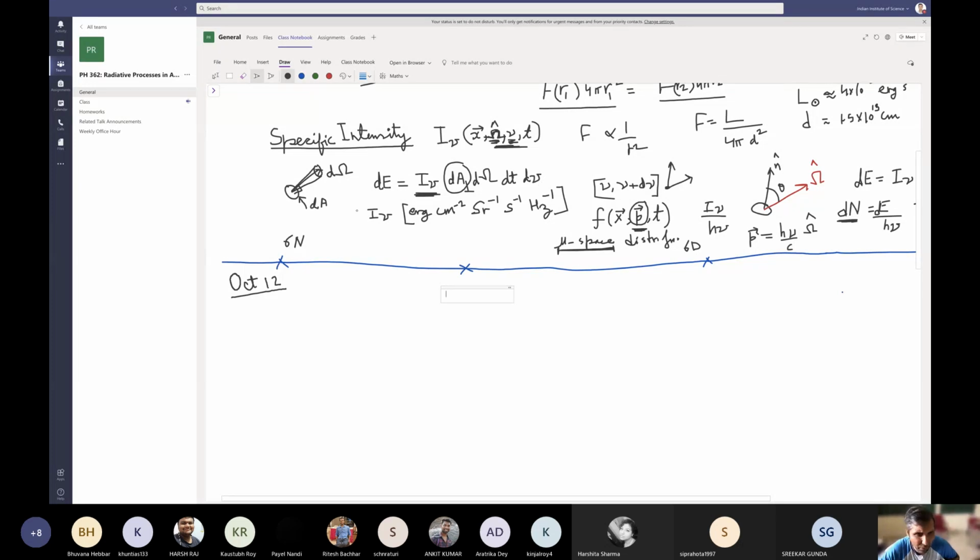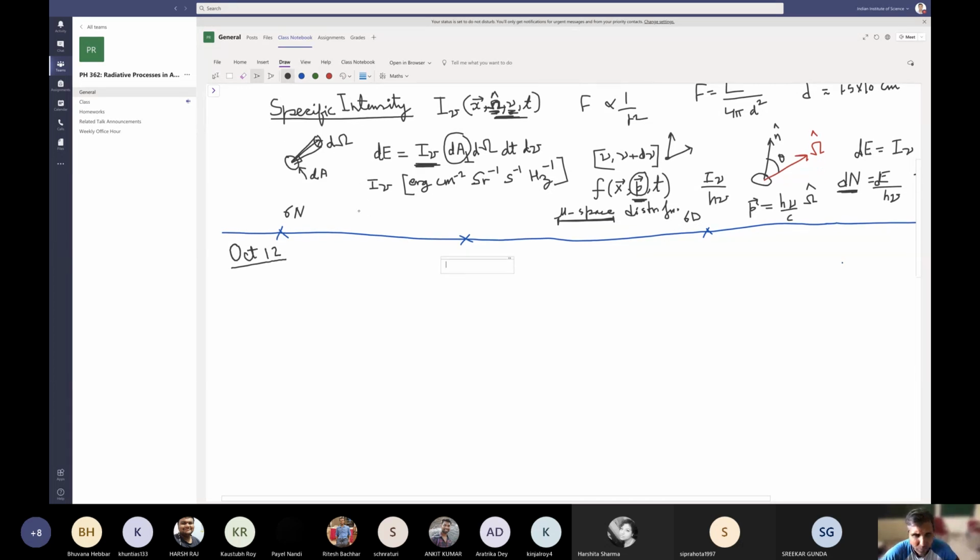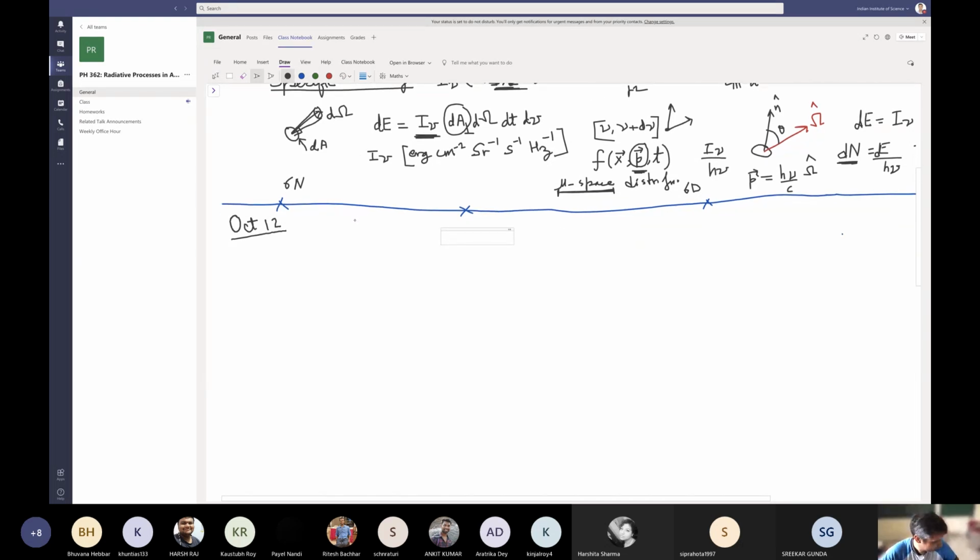Okay, so you have to become familiar with this quantity, because this is the fundamental quantity in radiative transfer. Basically radiative transfer is the study of macroscopic interaction between radiation and matter. Okay, so we will get started.